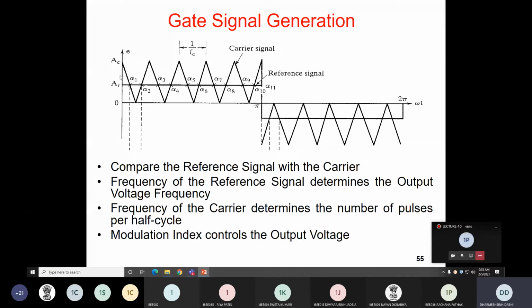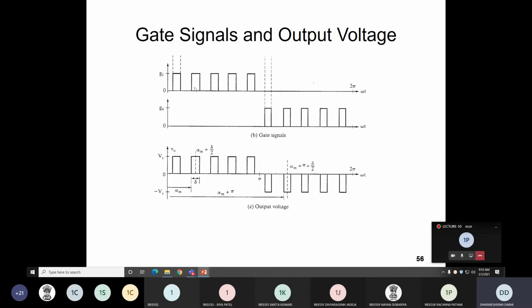Clear? So output of this method, 5 pulse modulation technique, you get like this. 5 pulses in each half cycle. This is the gate pulse G1 for first 2 switches S1 and S4. So that gives the output like this way. Same way, gate pulse G4 for both the switches G2 and G3. At that time, you get the negative one like this. So in this case, if you do the Fourier analysis, the lower order harmonics are reduced, like third, fifth, and seventh, as compared to the 2 or 3 pulse modulation technique.